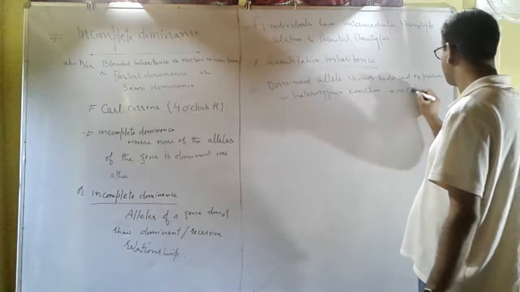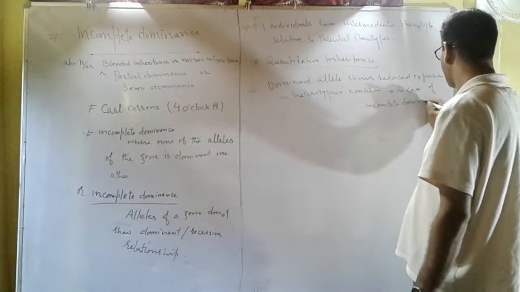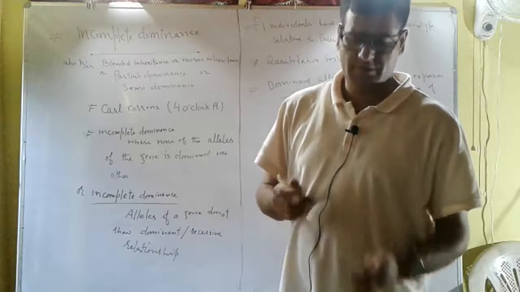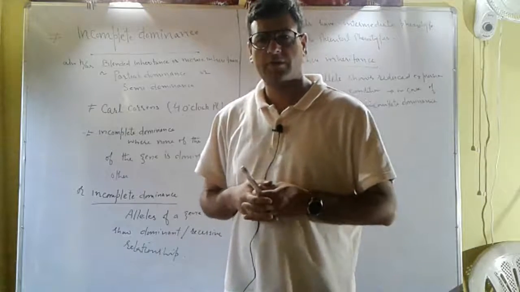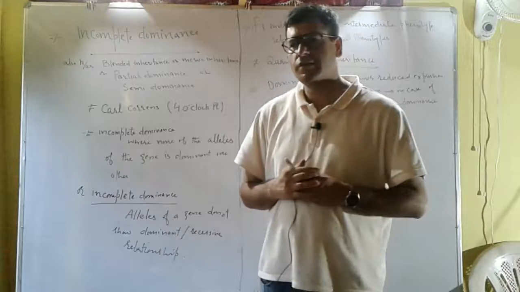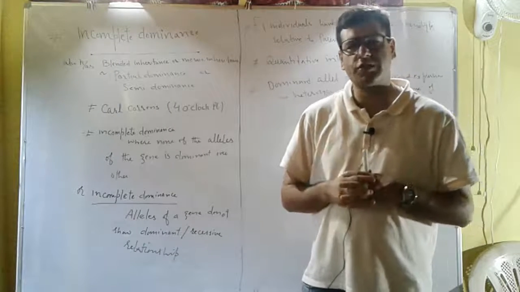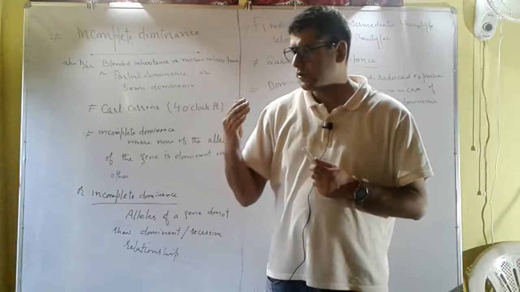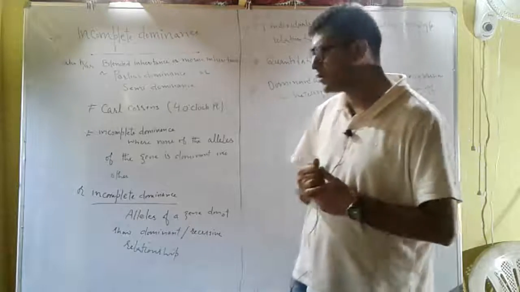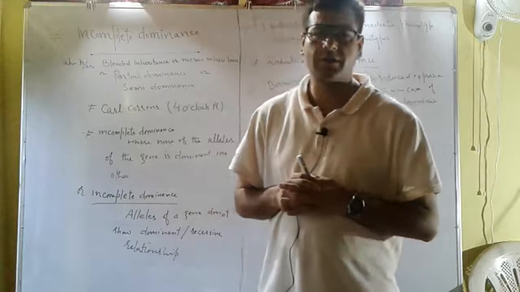So in incomplete dominance, the dominant allele in the heterozygous condition shows reduced expression. It is not able to express fully. What I mean to say is that the protein synthesized by the dominant allele is in a little quantity as compared to the optimum or normal quantity. As a result, the dominant allele is not fully able to suppress the other allele.